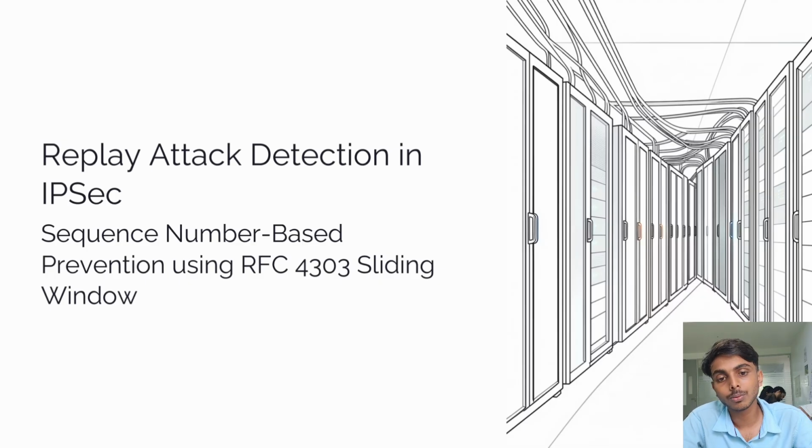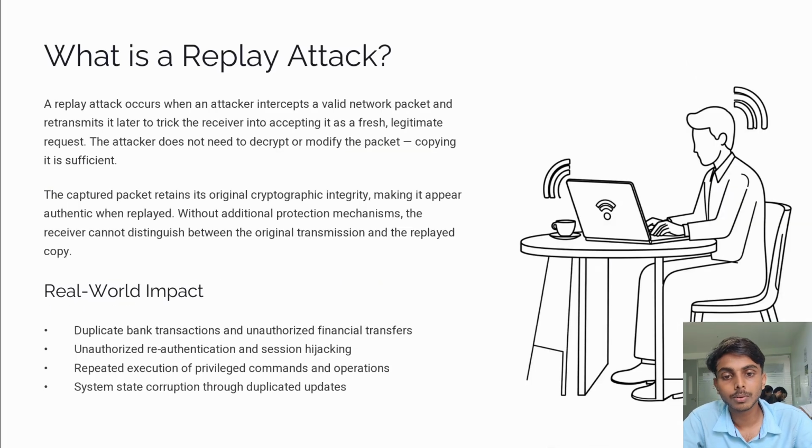First, let's understand what a replay attack is. A replay attack happens when an attacker captures a valid network packet and sends the same packet again later. The attacker does not need to change or decrypt the packet. Simply copying and retransmitting it is enough. Because the packet still contains valid authentication data, the receiver may think it is a fresh request. This becomes dangerous because the same operation can be executed multiple times without the sender's knowledge.